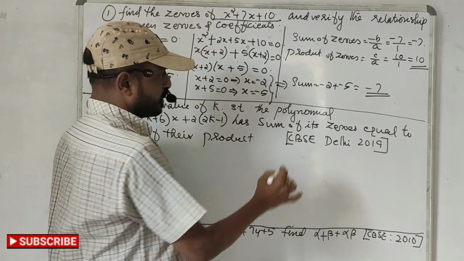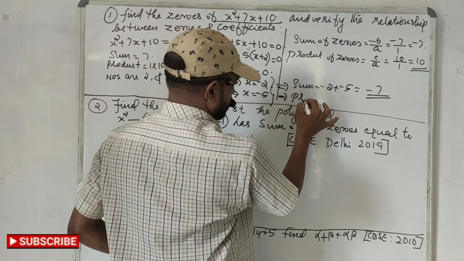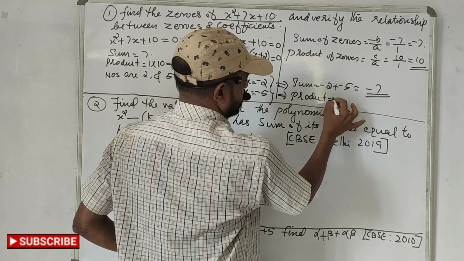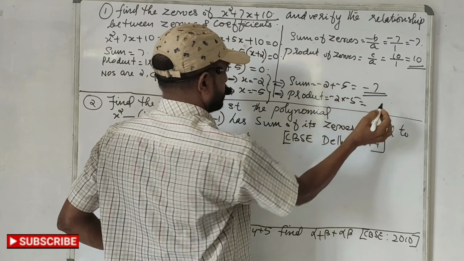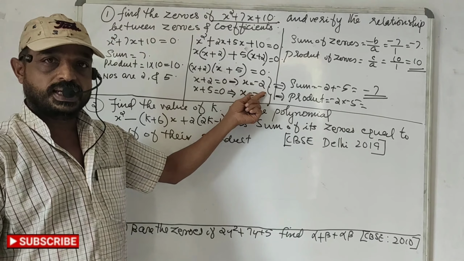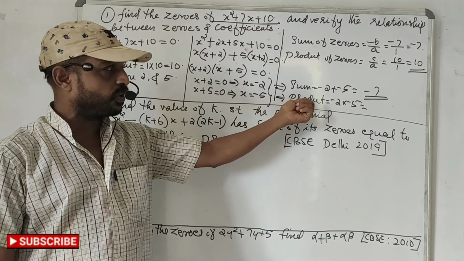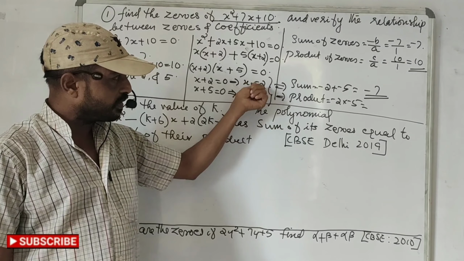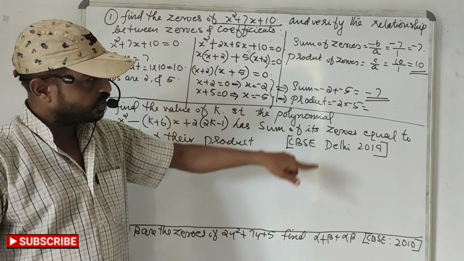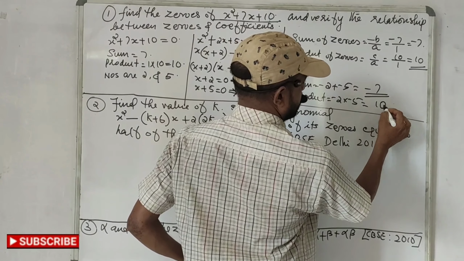What is the product of the zeros? Product is equal to minus 2 into minus 5. Minus 2 and minus 5 are the zeros. So how will you find out the product of the zeros? Just multiply the given zeros. So minus 2 into minus 5 is plus 10.